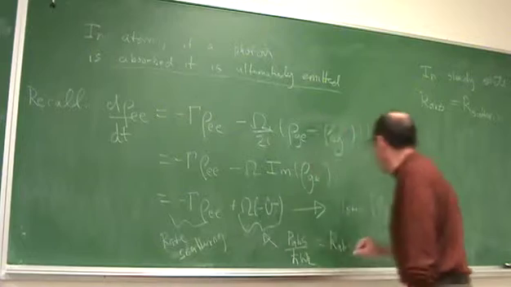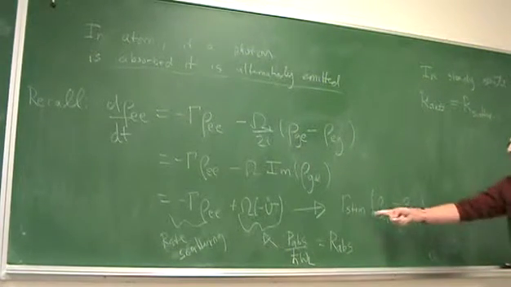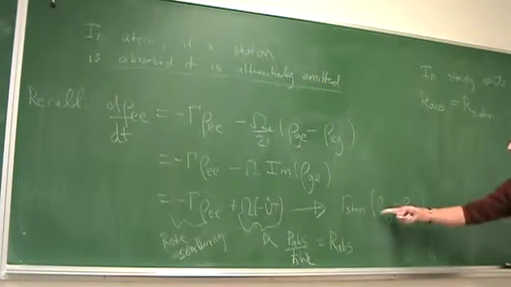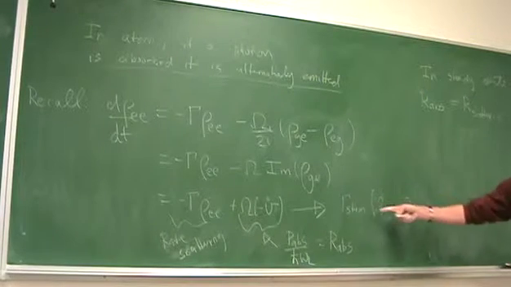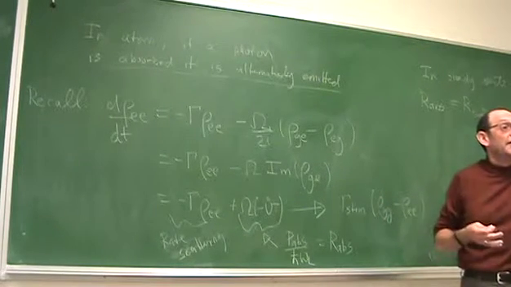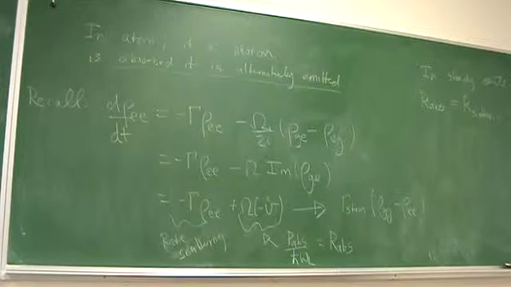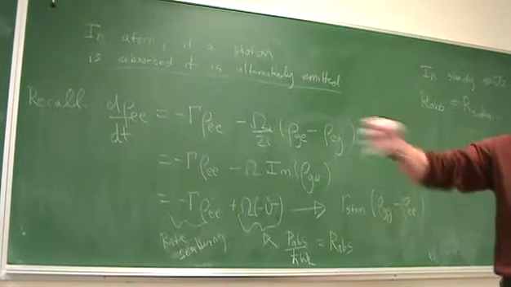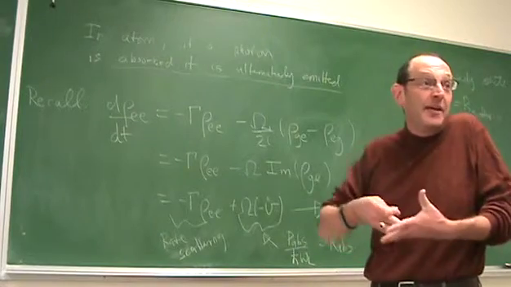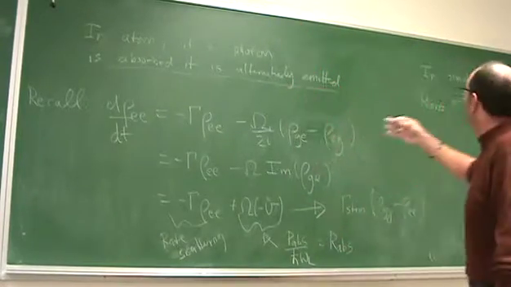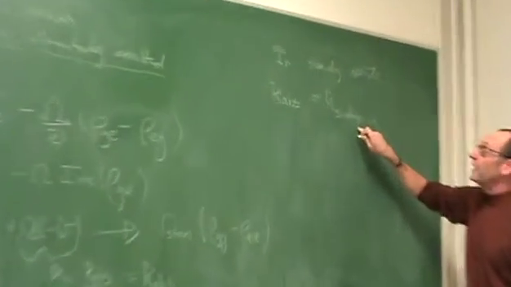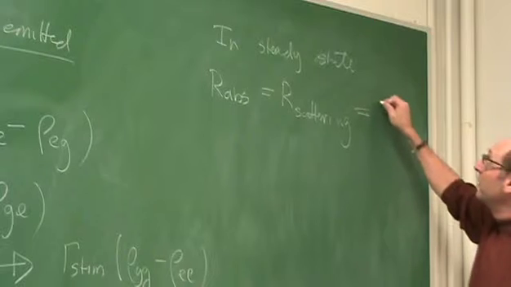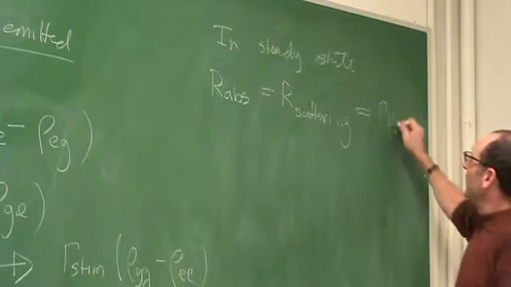Because there's also stimulated emission, but the stimulated emission is emission that goes back into the beam from which it came, and therefore does not count as absorbed power. The absorbed power is the stuff that's being taken out of the beam, and all of the stuff that's being taken out of the beam is scattered. So our rate of absorption in steady state is equal to the rate of scattering, which is equal to gamma times rho ee steady state.